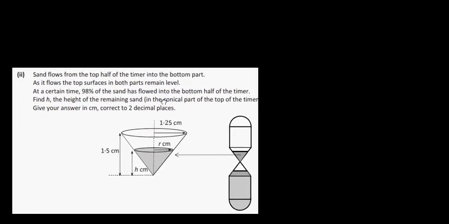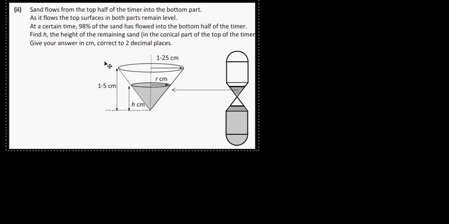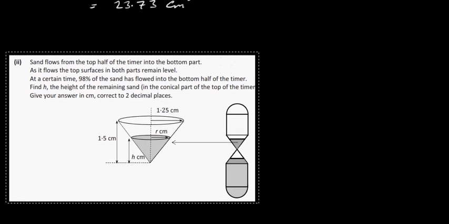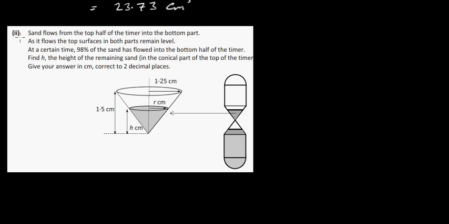Okay, so let's do part 2 then. Sand flows from the top half of the timer into the bottom half, into the bottom part. As it flows, the top surface in both parts remain level. So it's not very realistic, but that's what happens in this particular case. So the top part is level. So you end up with a smaller cone here, smaller shaded cone here.